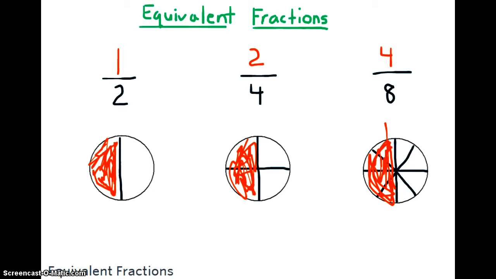And you can see that all of these fractions are equivalent because they take up the same amount of space. Right here, represented by the orange color, right here, and right here. Now, again, all of these fractions are equal, yet they have different numbers in the numerator and denominator. Now, how is that possible?